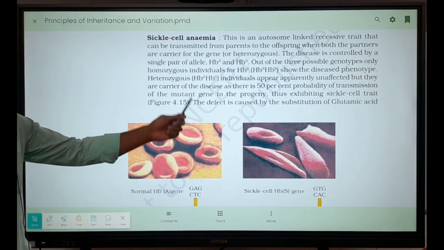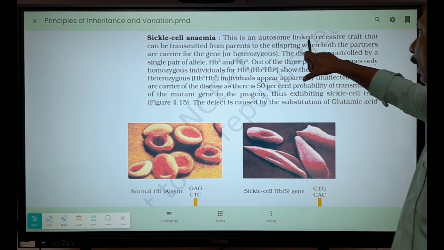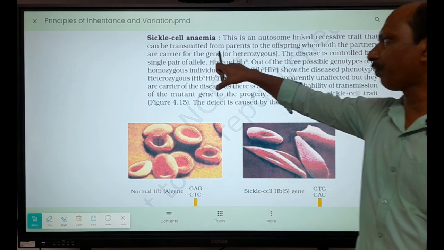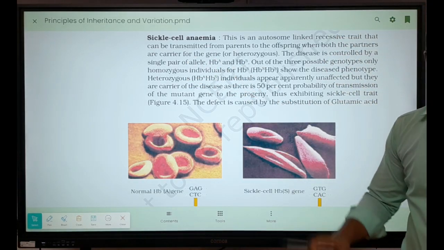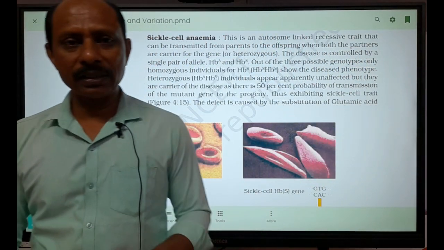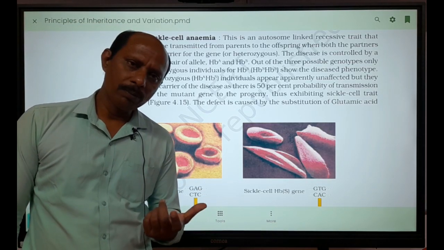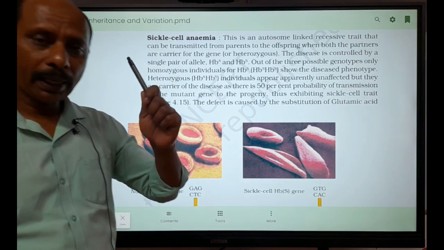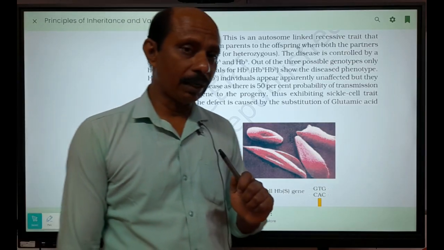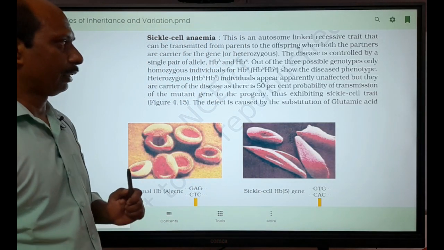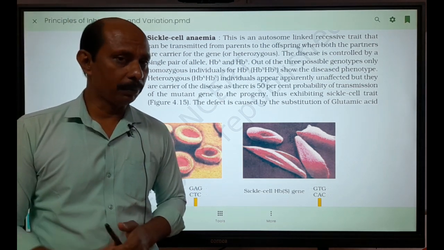Sickle cell anemia, we know it is an autosomal recessive linked trait. This is an autosome linked recessive trait that can be transmitted from parent to offspring when both the parents are carriers for the gene. Carrier means, because it is a recessive gene, it is present in both parents, right? For X-linked traits, males are never carriers, that I am saying. For autosomes, they may be carriers because autosomal recessive only.